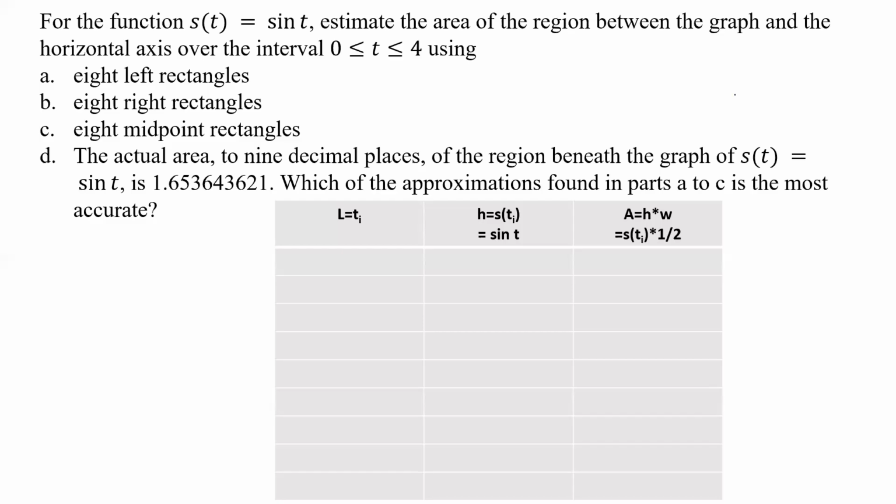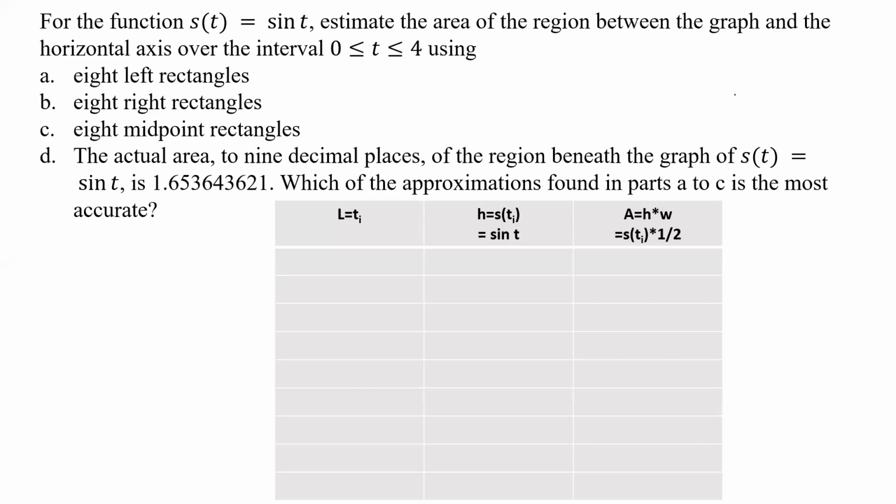All right, so this is our first one where we actually have to create our own tables to help find the sum of the areas. So for this one, we have the function sine of t, and we're supposed to estimate the area of the region between the graph and the horizontal axis over the interval from 0 to 4.